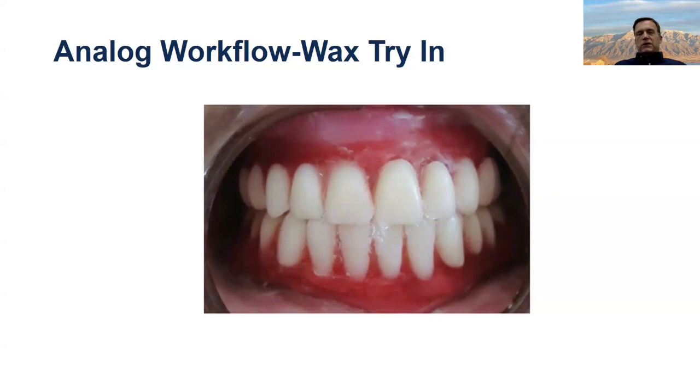One of the challenges, as you guys know, with the analog workflow is you really can't evaluate the fit of the case at this point because your laboratory has to block things out so that they draw. So the base plates usually fit a little looser than the final denture will. So you kind of have to make a judgment call.